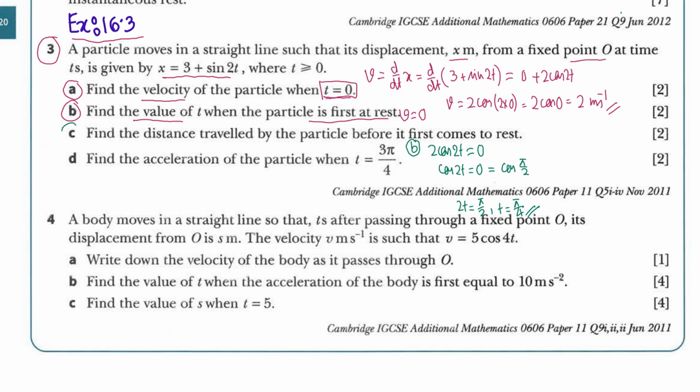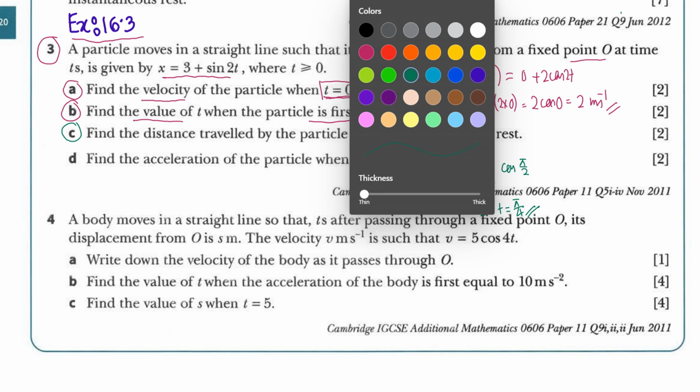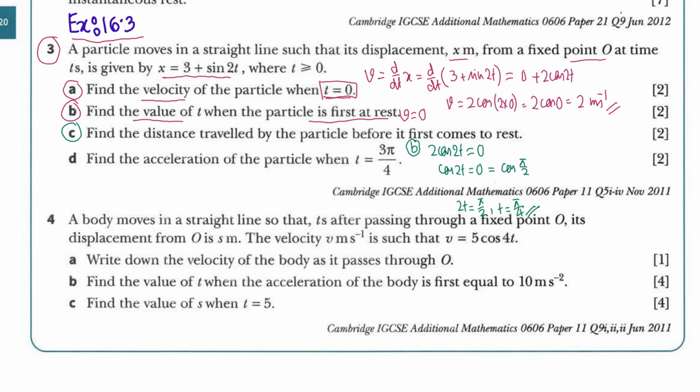And the third one, C, find the distance traveled by the particle before it comes to rest. For coming to rest, we have the value which is pi by 4. So we need to integrate the velocity expression from 0 to pi by 4. Let me do that. I'm going to use a different color right now, blue color, C. So let me integrate the velocity expression, 2 cos 2t dt, with limits from 0 to pi by 4, because the route is till it comes to rest.